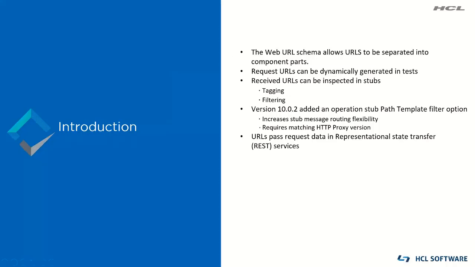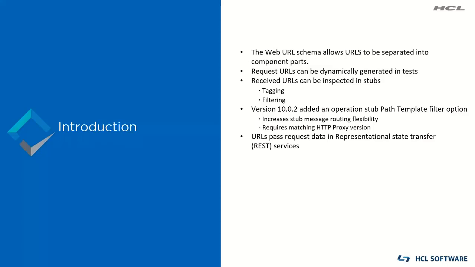A quick introduction into what I'm going to talk about. The web URL schema is a way that we can introspect URLs from web requests. Sounds a bit obvious. We can split portions of the URL up, and we can dynamically generate them for tests. And obviously when you're receiving a request into a stub, we can look at different parts of the URL and do things like tagging and filtering.